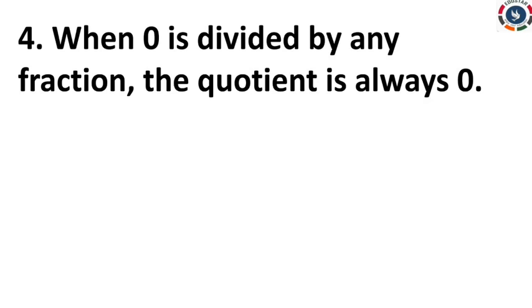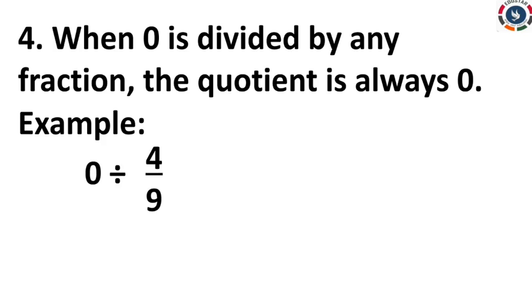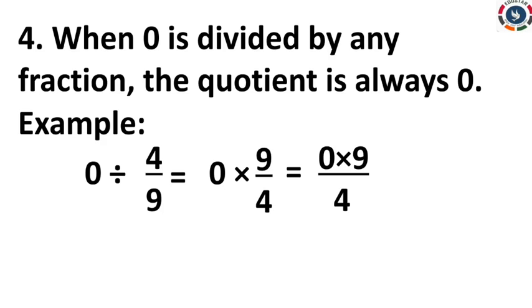Then the fourth one: when 0 is divided by any fraction, the quotient is always 0. For example, 0 divided by 4 by 9 is equal to 0 into 9 by 4, which is equal to 0 into 9 divided by 4, which is equal to 0.